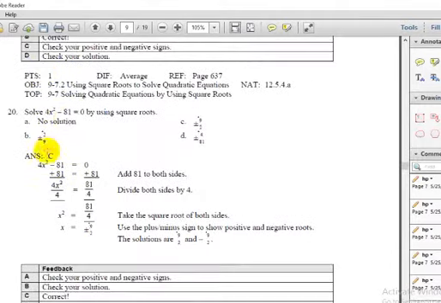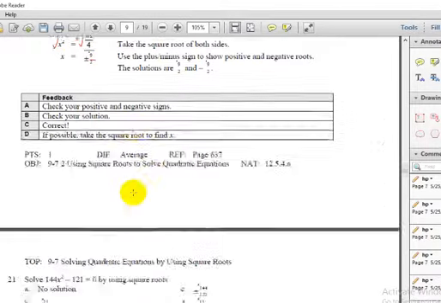Excellent. Let's see here. 81 will go to the other side with positive. So 81, and the 4 will go with divide. So 81 over 4. Let's get the square root here, and don't forget plus or minus square root. Square root of 81 is 9. Square root of 4 is 2. So plus or minus 9 over 2, which is C.